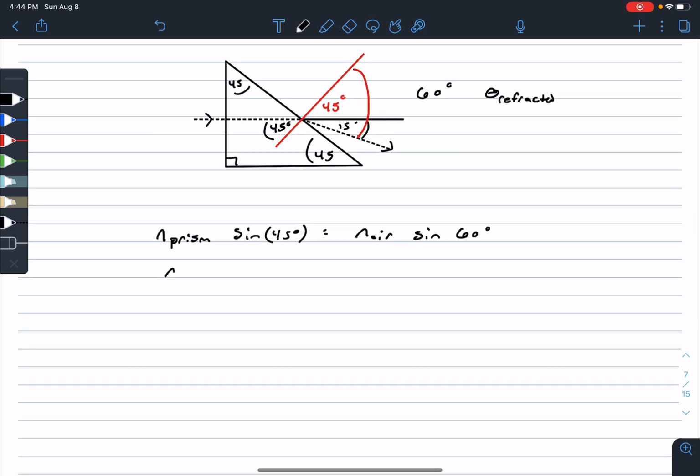So, n prism is equal to n air, which is 1, over, well, we'll do it this way. Sine 45 is going to be square root of 2 over 2, so it's going to be 2 over square root of 2. Sine 60 is square root of 3 over 2. Those cancel, and then we're left with square root of 3 over 2, which, if we plug it into a calculator, gives you 1.22. That's n prism is 1.22. Next problem.